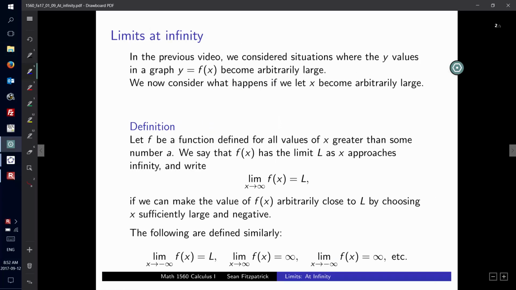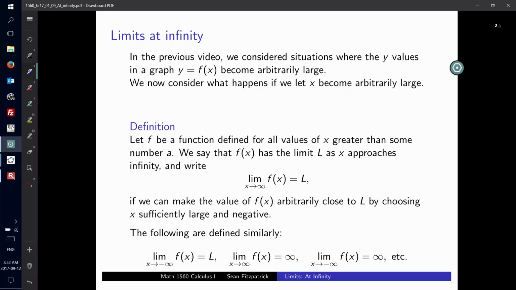Okay, so here's a definition. We've put one definition up on the screen, and you can make similar definitions for all the variations with the different signs. So you want to say that the limit of a function has a certain value L as x goes to infinity. So what does that mean?